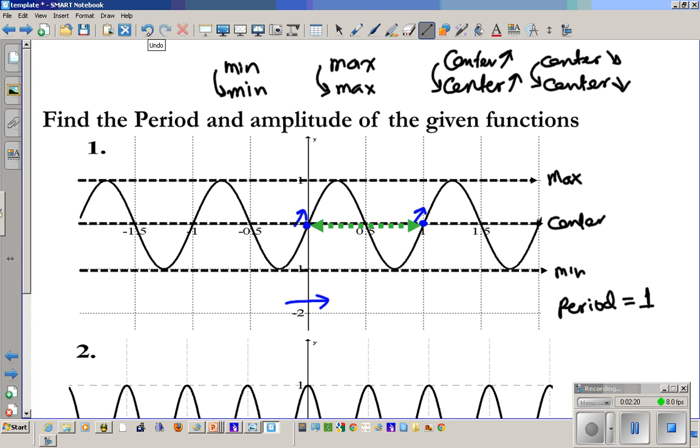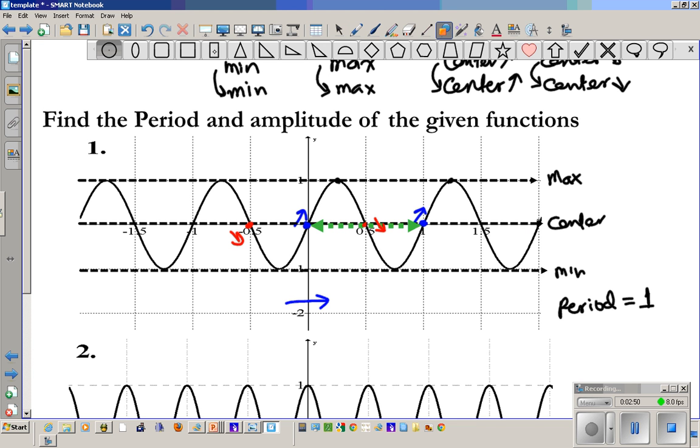All right, now if I wanted to do max to max, for example, from here to here, it would be difficult because I don't know what the number is in the center. So you want to use something that's nice, okay? If I did center going down to center going down, it's going to be the same thing, right? Because 0.5 to 0.5 is 1 unit. So your period here is just 1. All right, let's try another example.